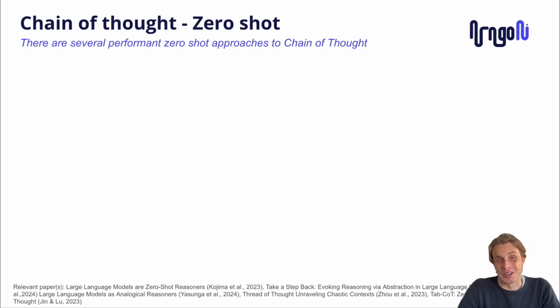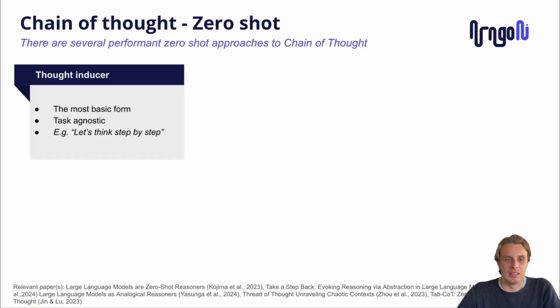Let's first start with chain of thought. This can be applied in a zero-shot or a few-shot setting. In the zero-shot approach, there are multiple ways that you can do this. The most basic is just using a thought inducer. From the original paper, the thought inducer that they use is "let's think step by step." So it's as simple as adding this to the end of your prompt, and this will induce this chain of thought prompting.